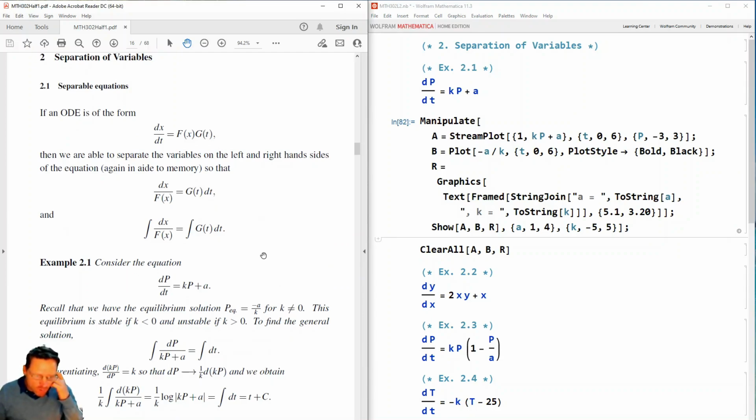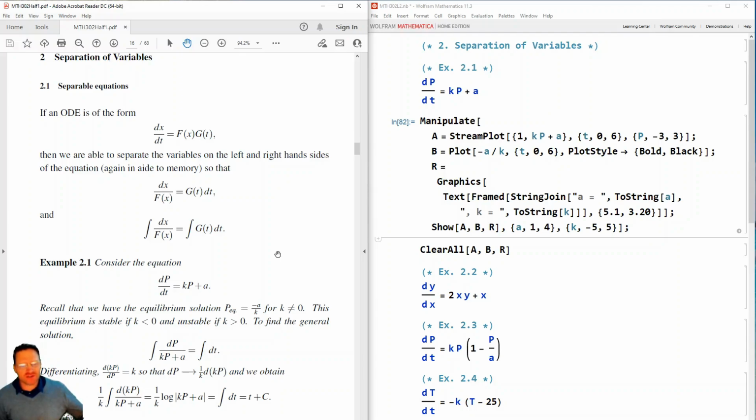For the population equation, or logistic equation, dp on dt is equal to a constant times p plus a. Now recall from last session that we found an equilibrium solution, p subscript eq for equilibrium, at p equals minus a over k when k is non-zero. So that equilibrium we found to be stable if k is negative and unstable if k is positive.